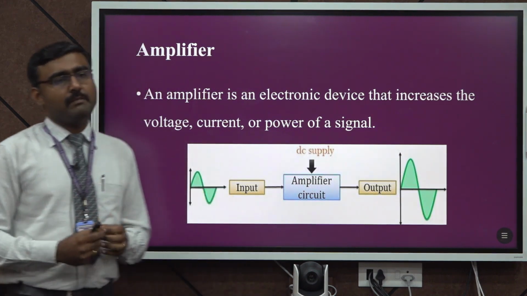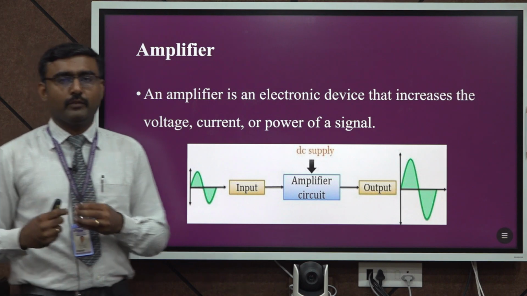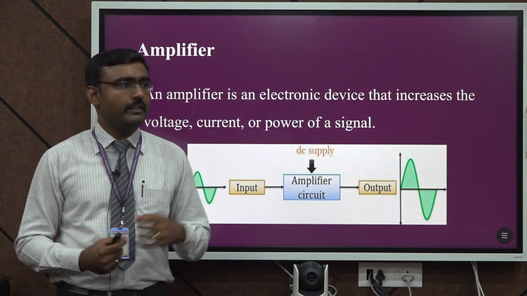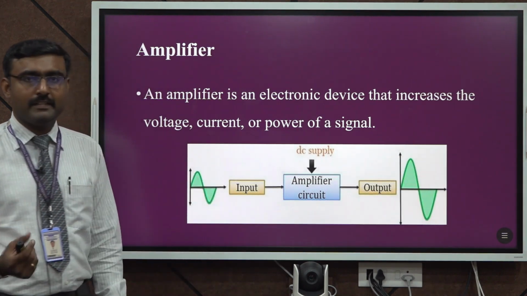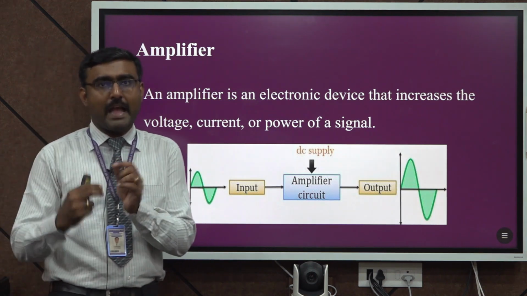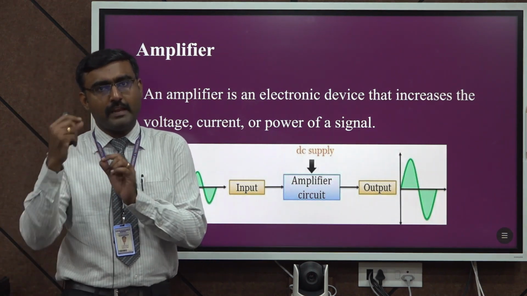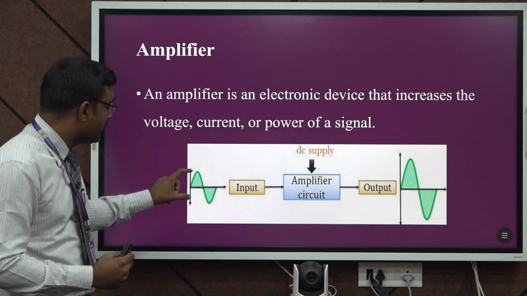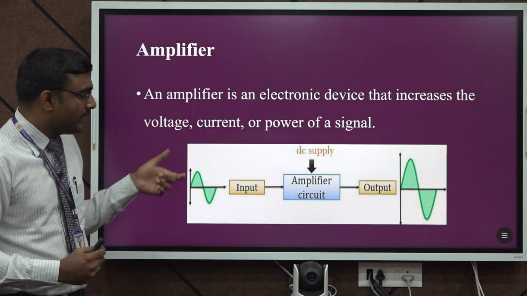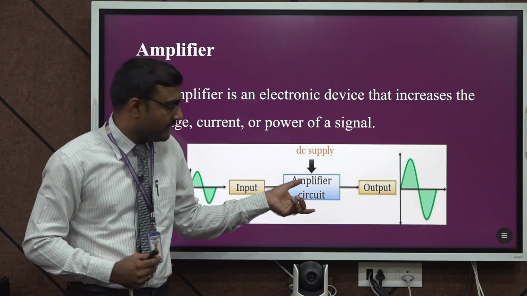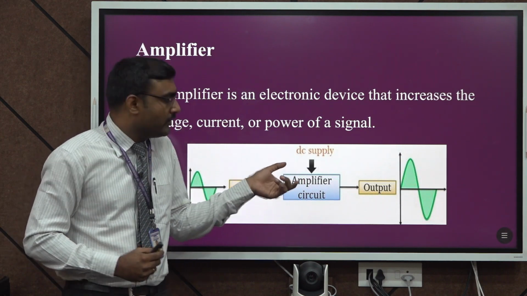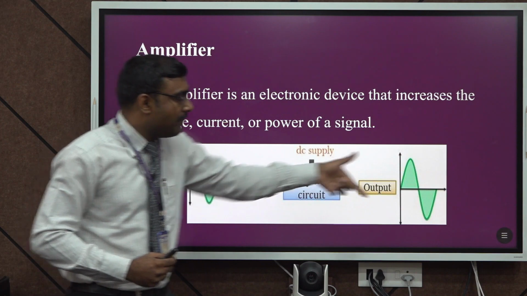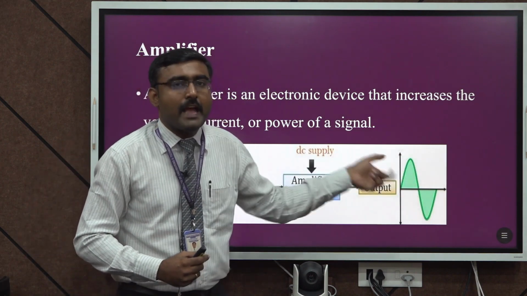A real-time example of an amplifier is the microphone. The microphone converts our voice signal into an electrical signal, and this electrical signal is to be amplified. The magnitude of the electrical signal is the amplitude of the signal. This amplitude is applied to the amplifier circuit, which amplifies the amplitude of the signal. This is called the amplifier.